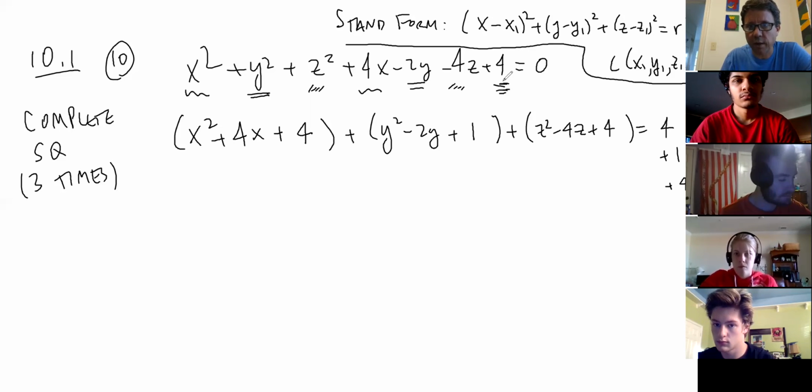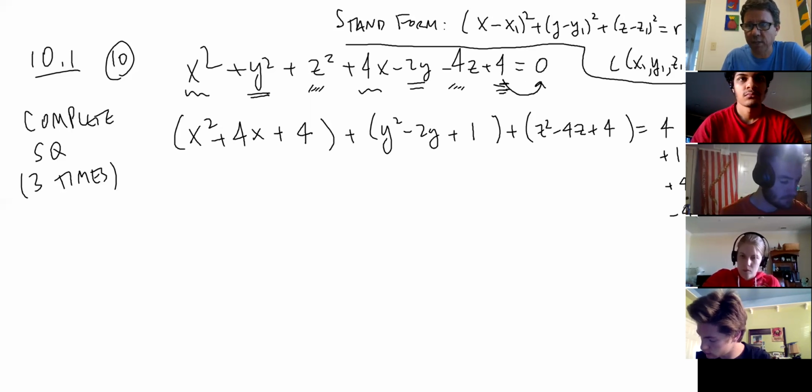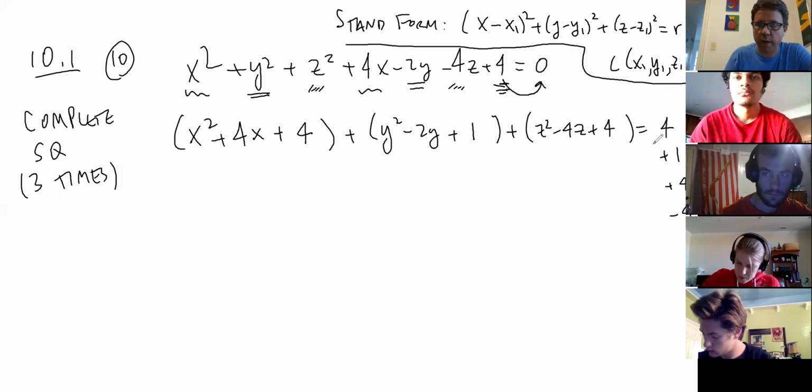That 4 right there, if I brought it over to the other side, it actually would be subtracted. So the 4 with the minus came from the original formula. The other 3 came from 3 complete the squares.